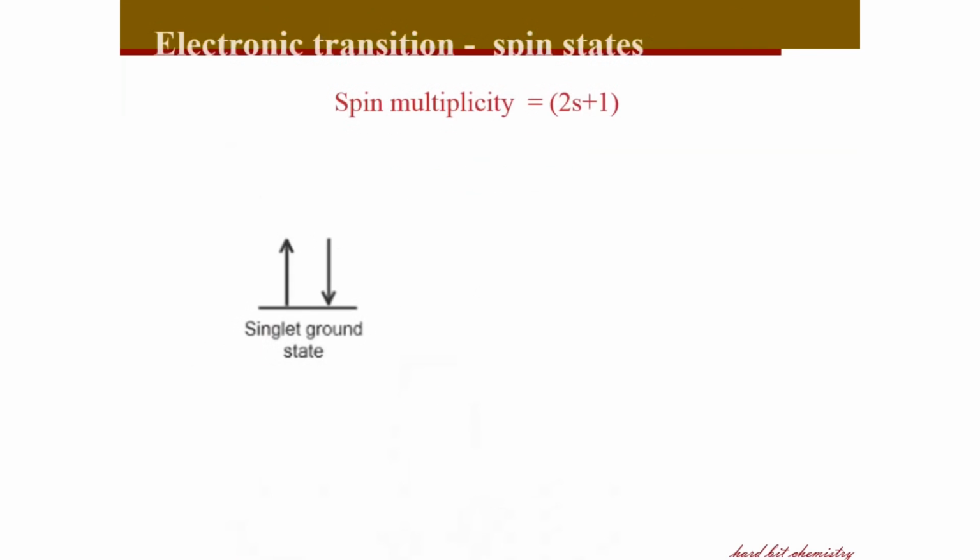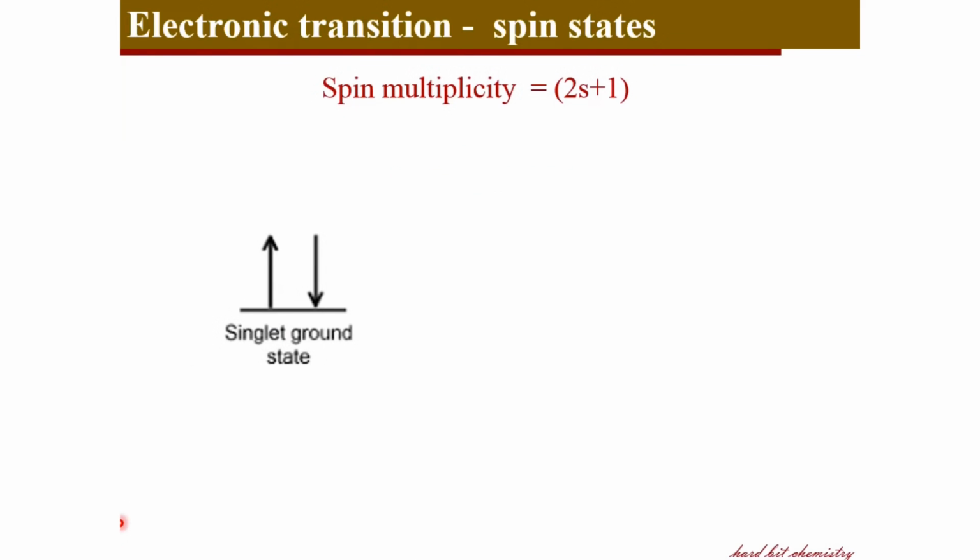Let's now see the selection rules for electronic transitions. You know that the spin multiplicity of the electron is given by 2S plus 1, where S is the spin quantum number. Suppose a molecule has a configuration like this. Here the electrons are aligned opposite to each other. Total spin will be 0 because the spins cancel each other. Therefore, if you put S equal to 0 in this equation, you can see that the spin multiplicity is 1 for this state. That means it is a singlet state.